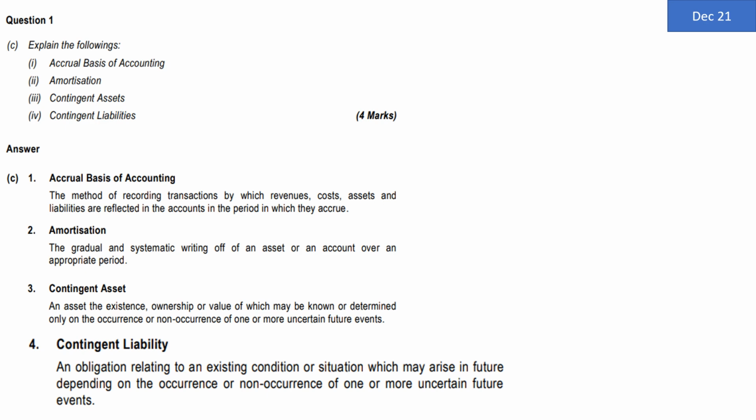So the answer to be written is an obligation relating to an existing condition or situation which may arise in future depending on the occurrence or non-occurrence of one or more future uncertain events. So here you complete question number 1 completely with all the 3 different subparts. A was about true or false give reasons. B was about a calculation question of weighted average, and then question number C is a theory question asking you to write an explanation in 1 line. So here you complete your first 20 marks.